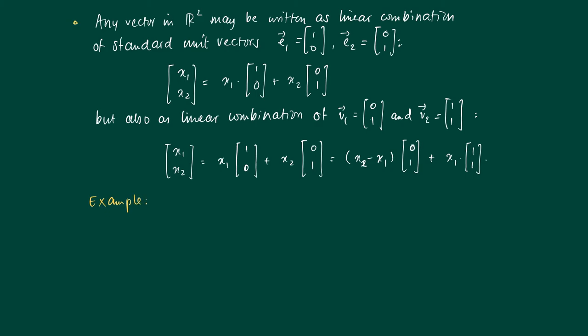So we may write, for instance, the vector 3, 4 as 3 times 1, 0, the first standard unit vector, plus 4 times the second one, so plus 4 times the vector 0, 1, but also as 1 times 0, 1 plus 3 times 1, 1.